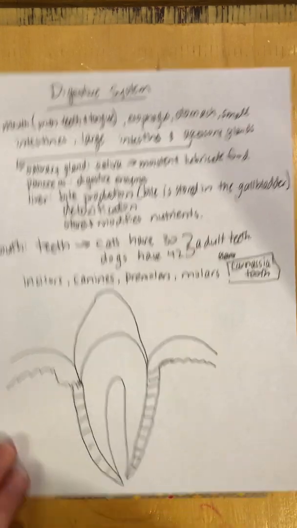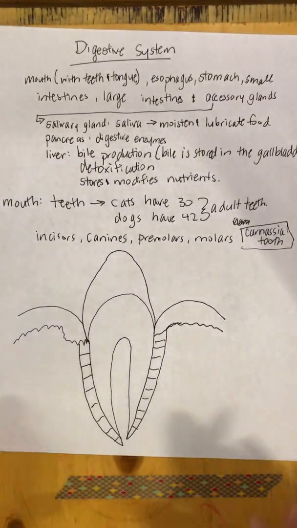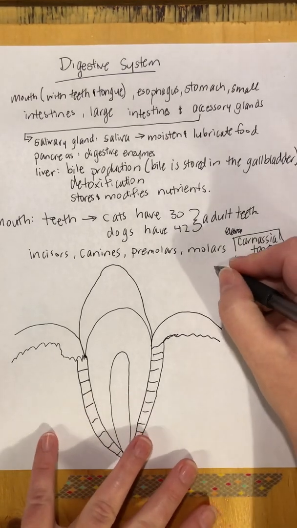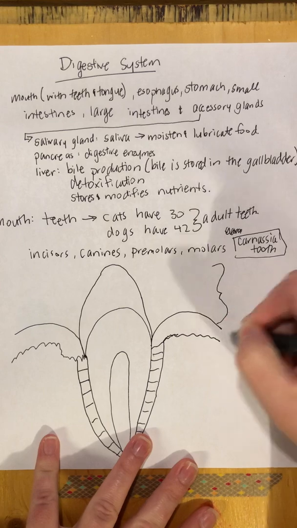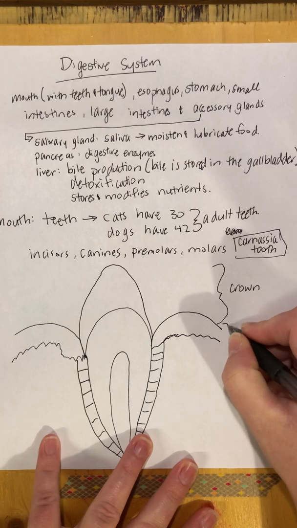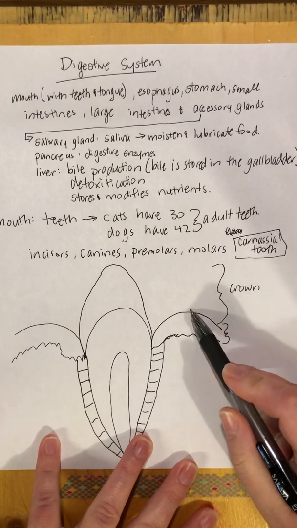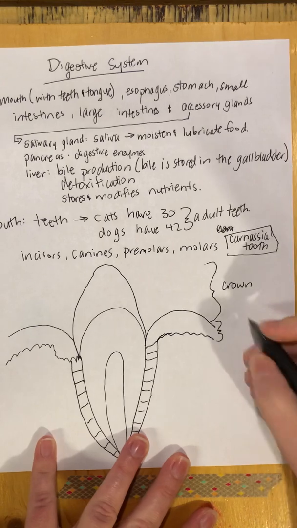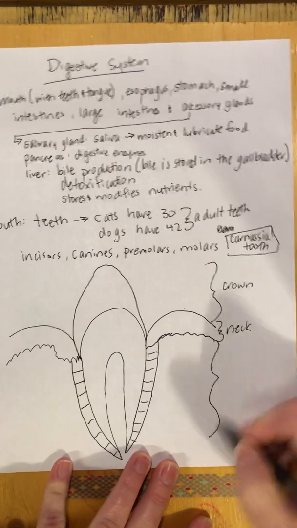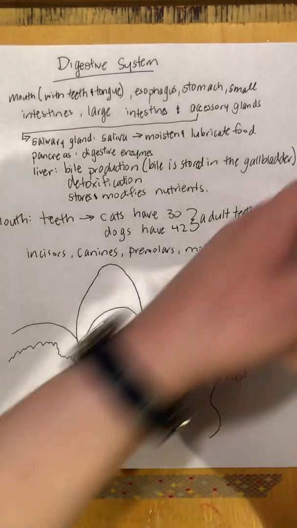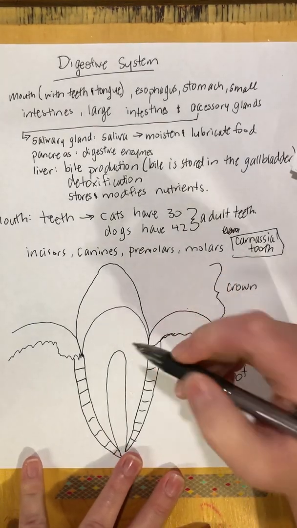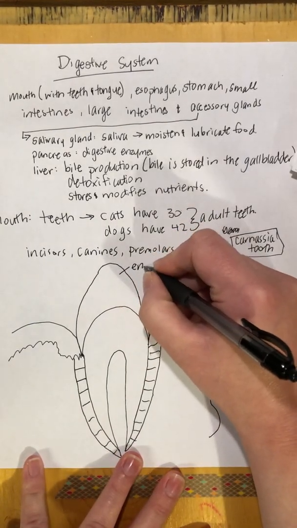Okay, so I pre-drew a diagram of tooth structure. So let's go over the parts of the tooth. So first of all, let's talk about the delineations here. So everything that's above the gum line that we can see is called the crown. Everything that's between the bone and the top of the gingiva is the neck of the tooth. And then everything below is the root. Okay, so the tooth has basically three parts to it. So the outermost part is the enamel.